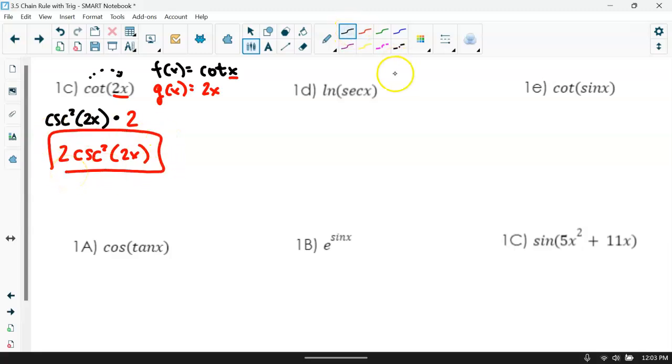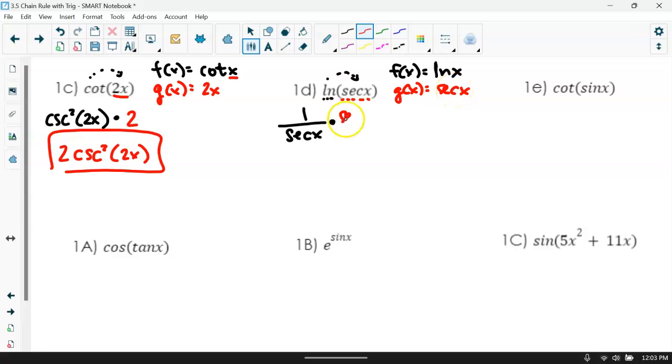So here, our outside function, we're starting with natural log of x, because then our inside function, our g of x here, is secant x. So the derivative of natural log first, right? Then go inside. Derivative of natural log is 1 over x, which is secant x. Then here times the derivative of secant, which is secant times tangent x.